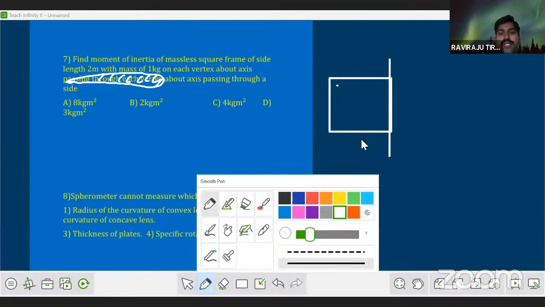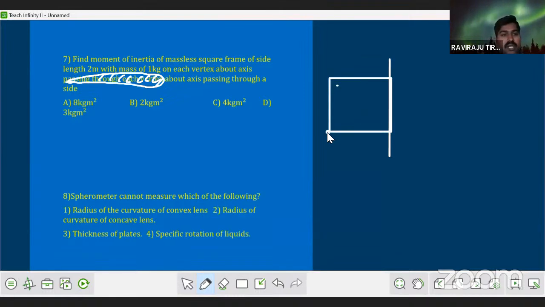How the masses were placed? Only at the vertices only, na? Only at the vertices. How much mass each one is? So each one is 1 kg. Very much simple question it is also. 4 independent individual masses only given.